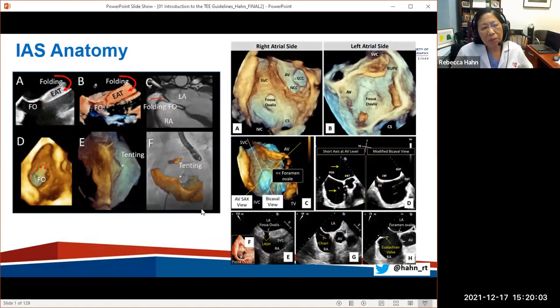The interatrial septum anatomy, when it's intact, is really, really important as well, because obviously to get to the left side with any transcatheter devices, we typically want to go through the interatrial septum. Obviously, we can do transapical devices, but the new standard will probably be all transseptal. And so the anatomy of the transseptal is shown in our document very, very clearly. And so I recommend that you read that.